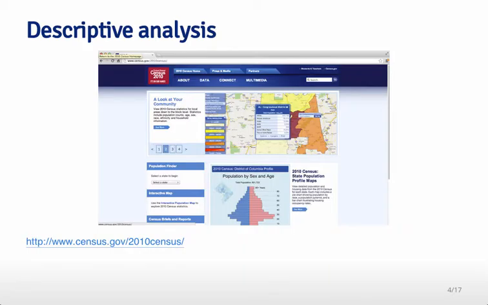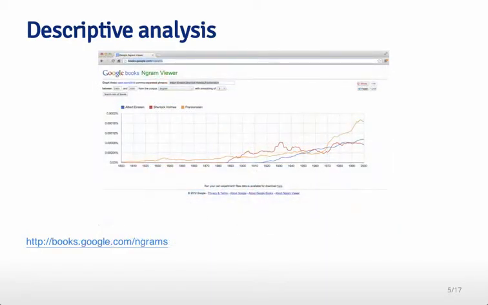An example of a descriptive analysis is the US Census. This is a picture of the Census 2010 website where they've collected a bunch of information about people in the United States, and they're not necessarily analyzing it to try to predict something about other people or about other countries. They're just trying to describe the population.